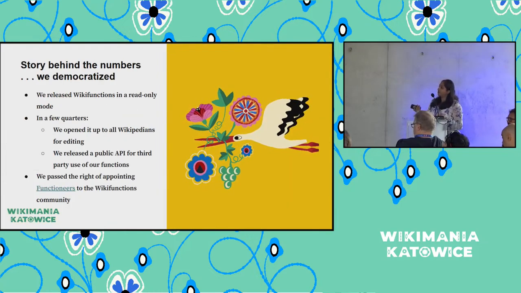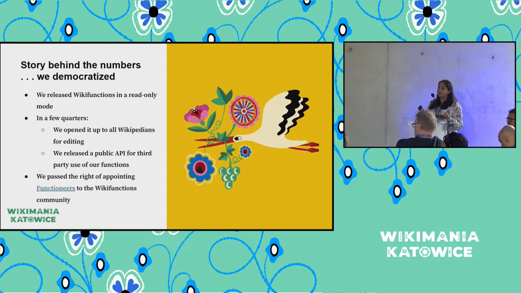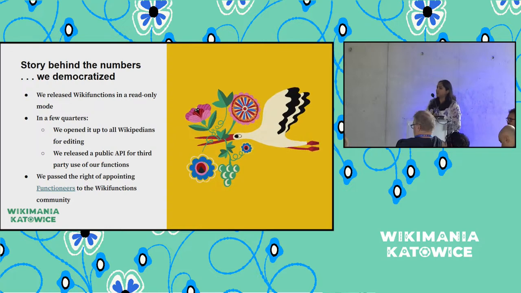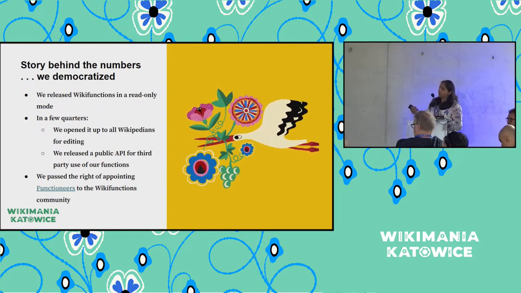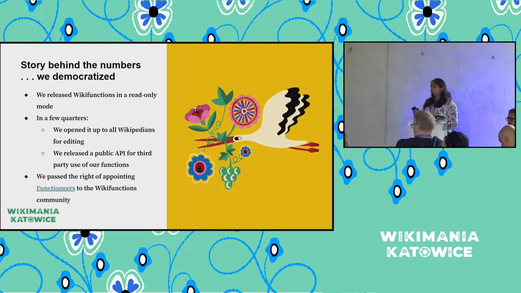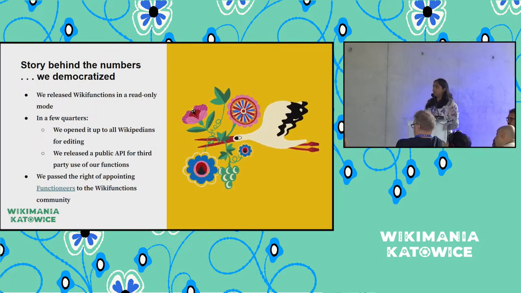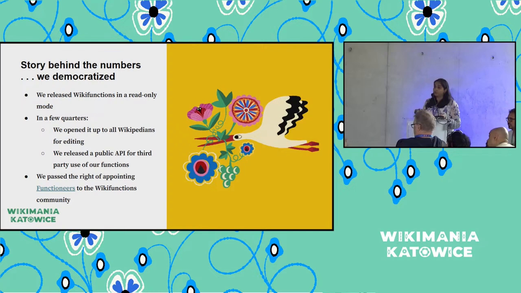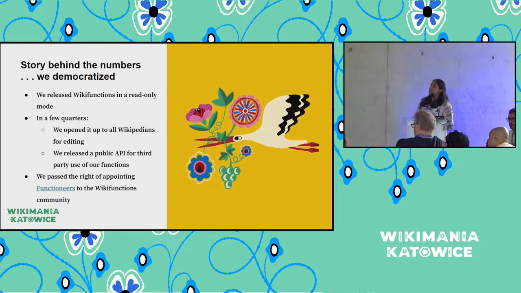So when we released Wikifunctions, it was a limited release. It was read-only. Not everyone could edit and create Wikifunctions as today. But within a few quarters, we democratized it and opened up to all Wikipedians for editing. And we also opened up our API for third-party use of our functions. And we have some wonderful tools generated because of that, which I'll come to in the slides forward.